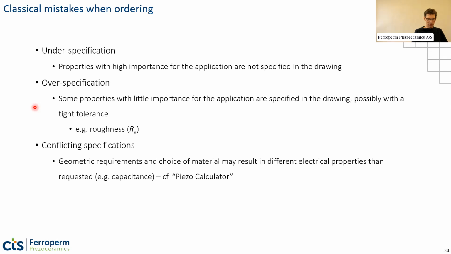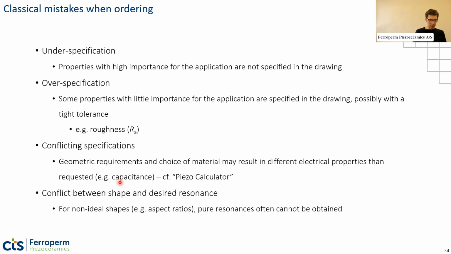Another point could be conflicting specifications, because the geometry of a material may actually be in contradiction with some other properties that are really related to the physics. So, for example, specifying specific dimensions may not be compatible with a specific capacitance, because the capacitance is really governed by the dimensions and the dielectric constant, also called relative permittivity of the material. And we have what we call the piezo calculator that can help you actually see what comes out of a specific material choice in a specific geometry.